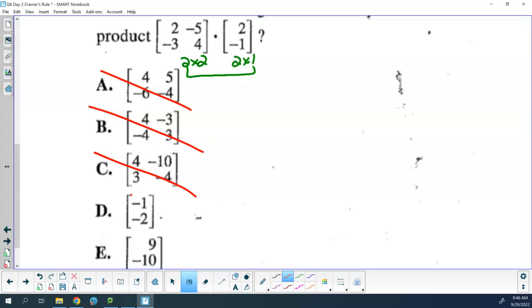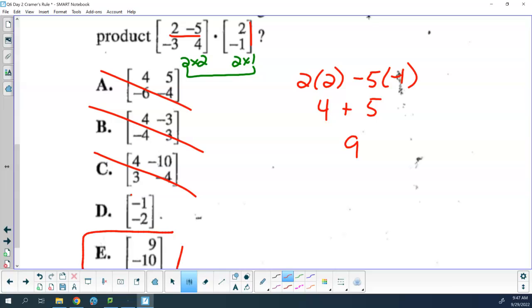Okay? So take top row, multiply it by first column, 2 times 2, negative 5 times negative 1. 2 times 2 is 4. 4 plus 5 is 9. The one that has 9 is this one, so it's got to be E. Okay? Matrices don't have to be scary, especially in standardized tests. Okay?